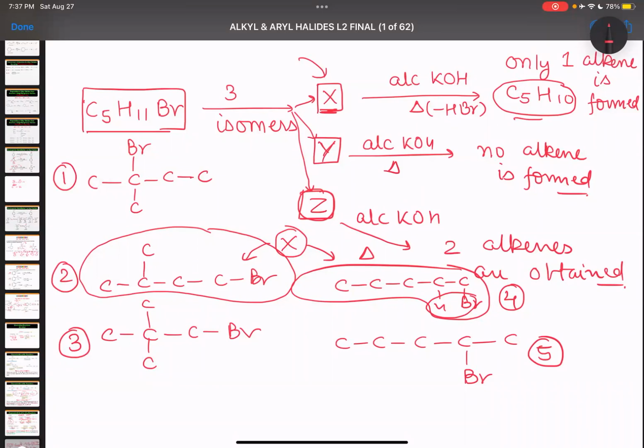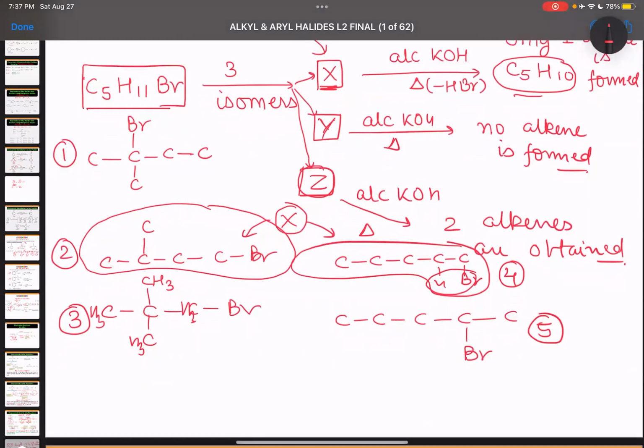Yeah, your answer is correct. But what could be the reason why it can't eliminate, why it will not give any alkene? Because it is an alpha beta elimination reaction. Okay, a 1-2 elimination reaction. So if the Br is getting removed from this carbon, the hydrogen should get removed from this carbon. And there is no hydrogen.